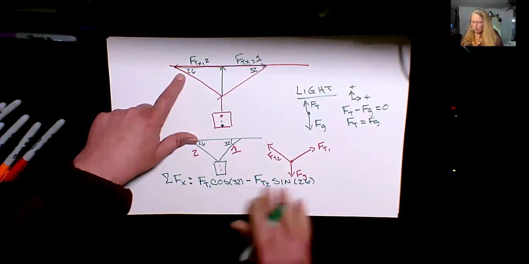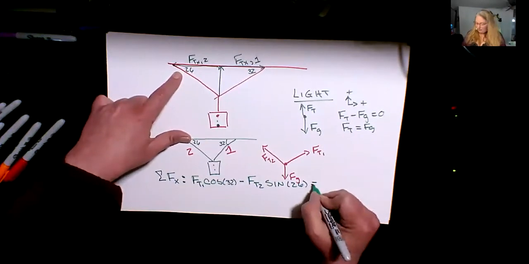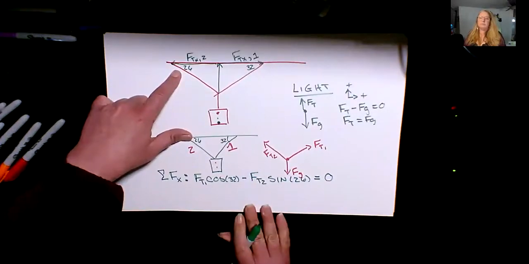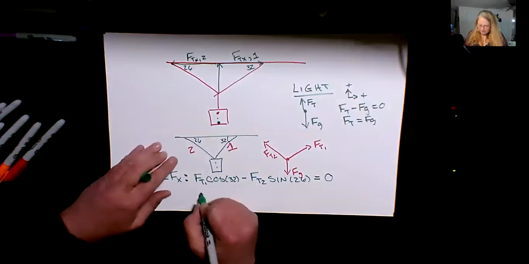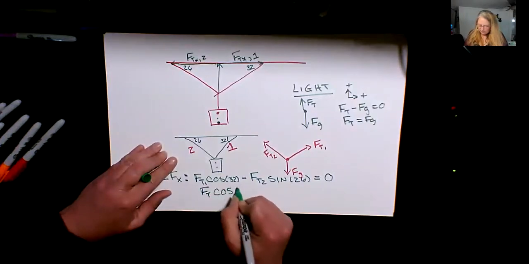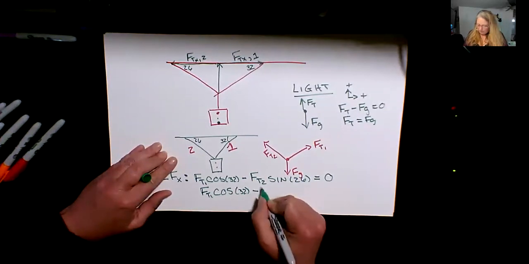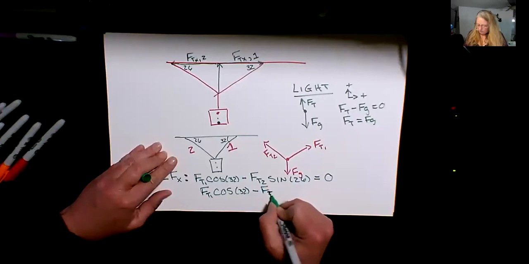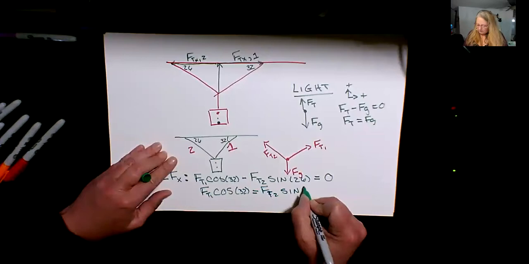And what does that equal? Well, this whole system is in equilibrium. It's not moving. So this equals 0. So I can look at this. I'm like, oh, that's nice. I can go force of tension 1 cosine of 32 equals force of tension 2 sine 26.